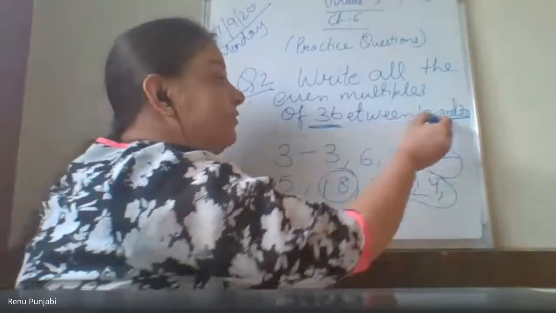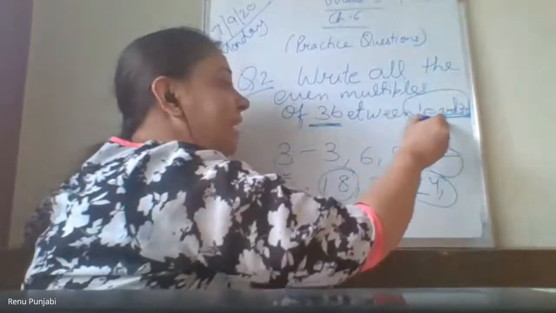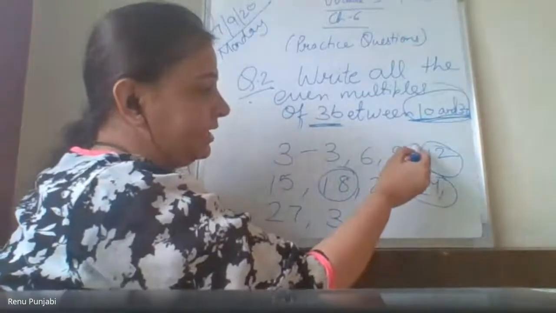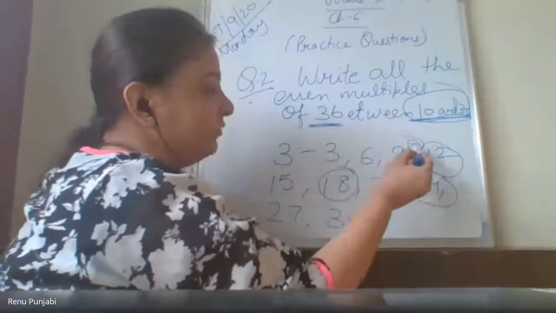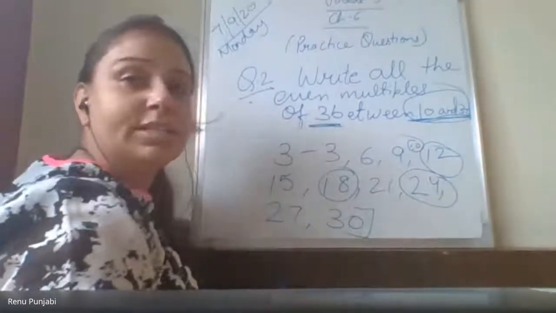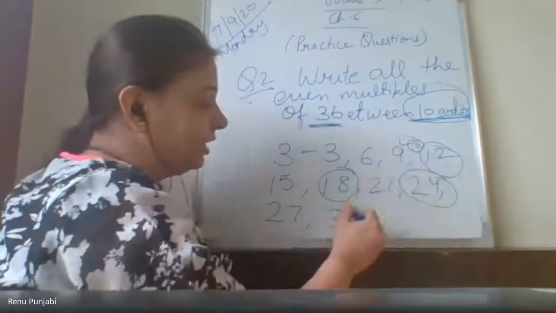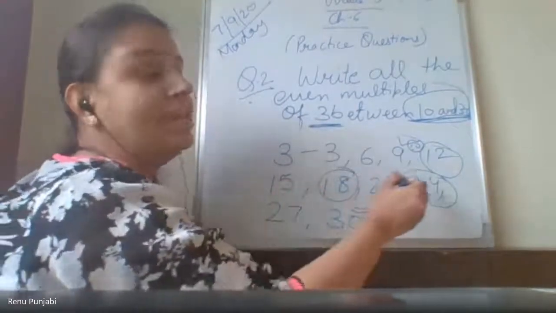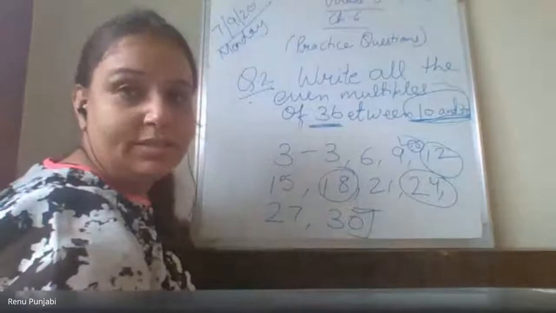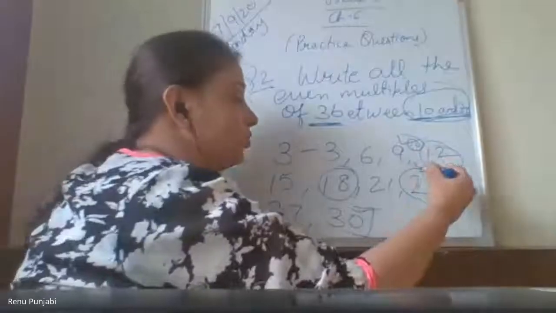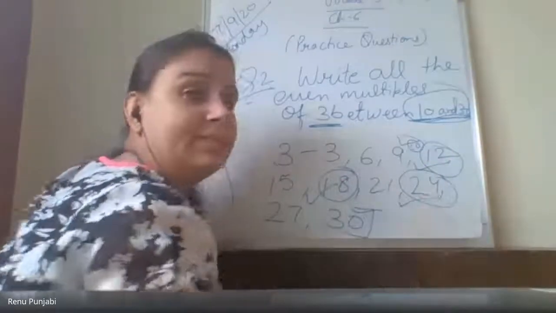Yes, ma'am. And which numbers do you have to take from 10 to 30? So from 10, 10 is not here. So from 10 to 30 we have noticed. So from 10 to 30, how many are the even multiples of 3? Yes, ma'am. So that is 12, 18 and 24.